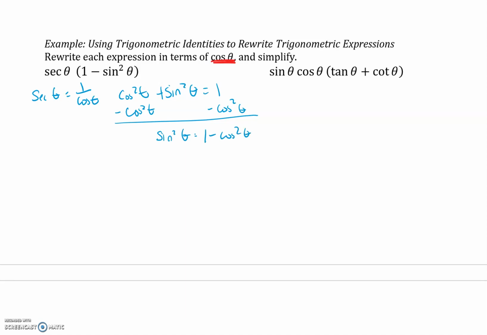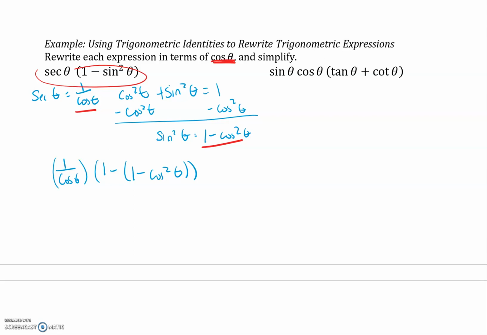So what I want to do is take each of these, this 1 minus cosine squared theta, this 1 over cosine theta, and plug it into that original expression. So I'm going to replace secant theta with 1 over cosine theta. Then I'm going to replace 1 minus sine squared theta with 1 minus parentheses 1 minus cosine squared theta. And then I can simplify this. So always simplify as much as you can.